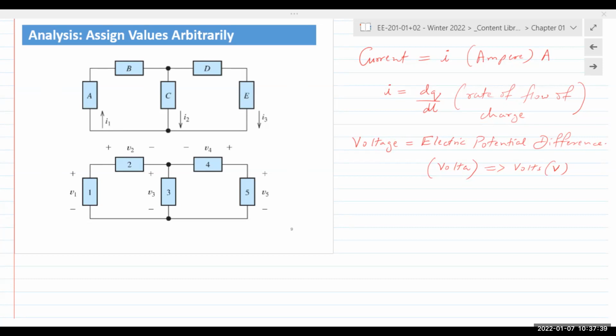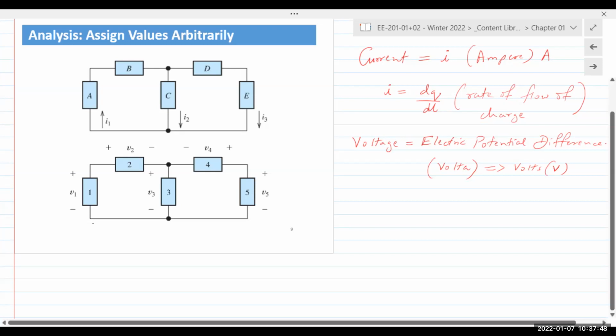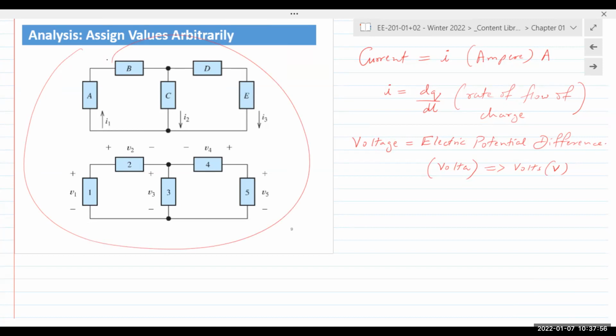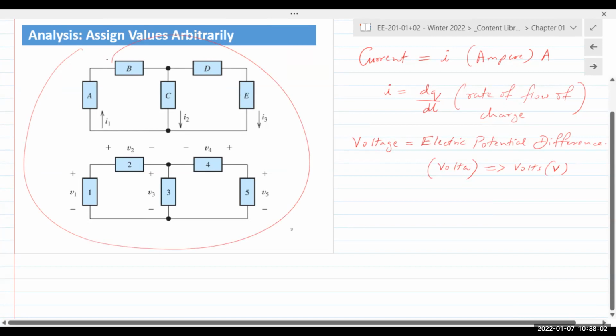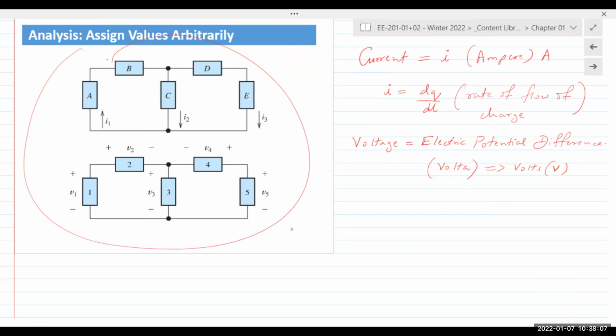So here, let's say in this example, we know the values of A, B, C, D, and E, the component values, right? We know the values of these components, and we know the values of 1, 2, 3, 4, 5. If there is a source in the circuit, we may know perhaps the voltage being supplied by the source, or we may also know the current that's being supplied by the source, right? But those are the only things that we know. Everything else we need to determine. So we start assigning values, we start assigning current directions, we start assigning voltage polarities arbitrarily, completely randomly.